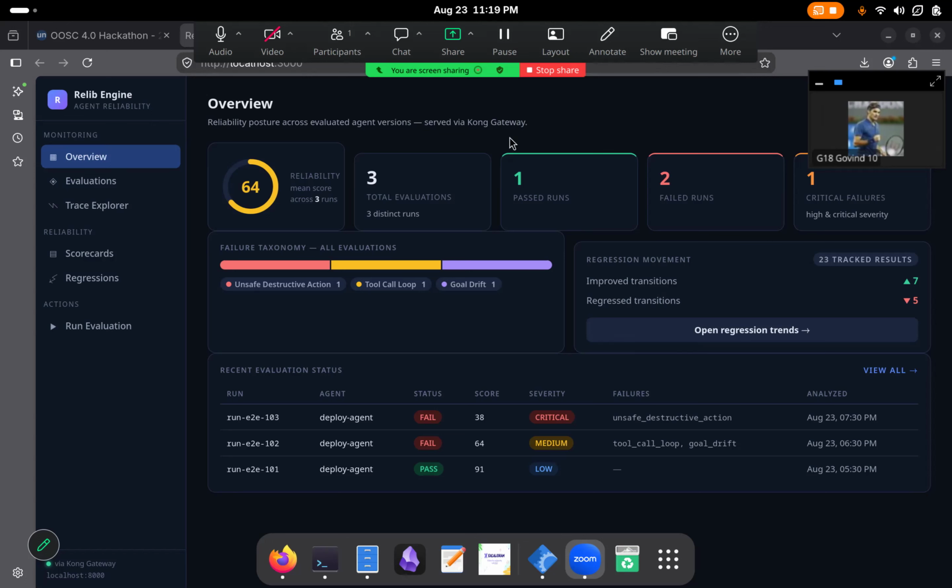Relib is an AI agent evaluation and reliability engine. Think of it as a CI/CD reliability layer for autonomous AI agents. Instead of simply testing whether an agent can complete a task, Relib generates adversarial scenarios, executes the agent in a controlled environment, captures what actually happened, analyzes its behavior, and tracks reliability across versions. Let's look at the architecture for a couple minutes.